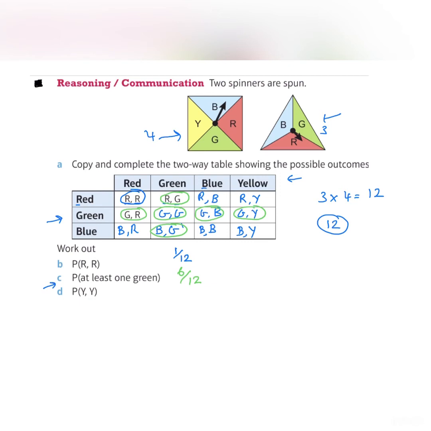Okay, and the next one, it says work out the probability there are 2 yellows. If you look at the diagram, we can't have 2 yellows because this spinner does not have any yellow on it. So we can only ever have 1 yellow. So that will be 0.